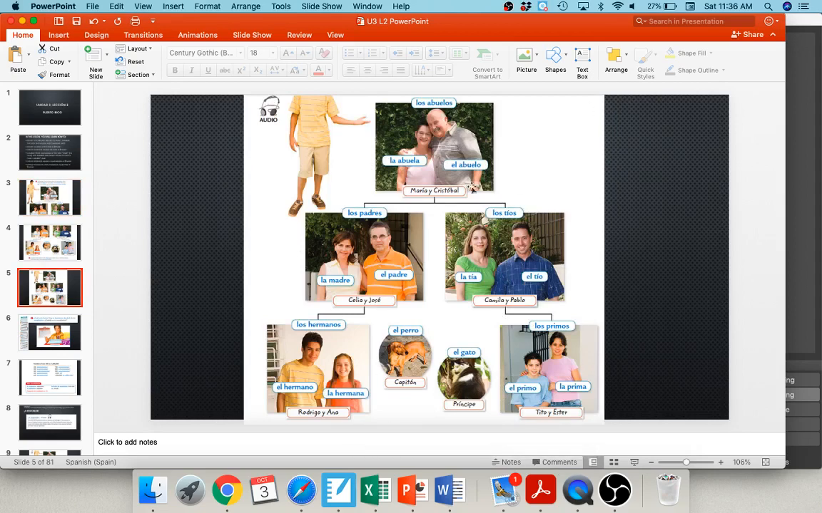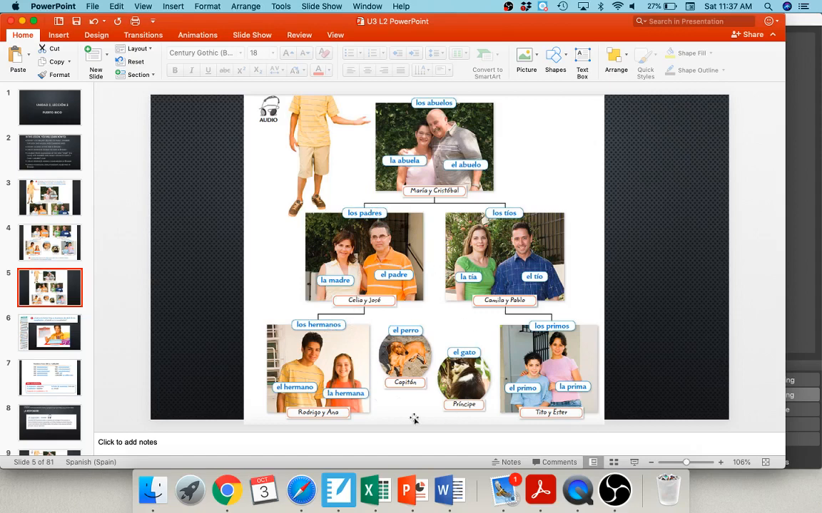Lots of different words you see here at the top. Well, first of all, Rodrigo is over here on the left, and you can see he and Ana, el hermano and la hermana, the brother and the sister. El hermano, la hermana. Together they are hermanos, siblings. And they are the children, los hijos de la madre y el padre, Celia y José. You see Celia here. Celia is la madre, the mother. José is el padre, the father. And so together they are los padres, the parents.